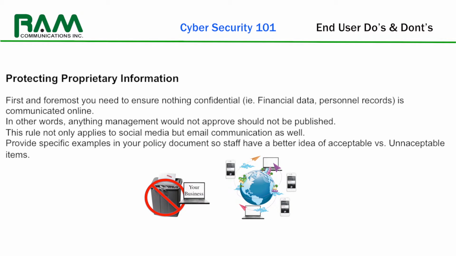First and foremost, you need to ensure that nothing confidential, like your financial data and your personnel records, are communicated online at any time. In other words, don't allow your staff to disseminate any information that management would never approve in paper. This rule not only applies to social media, but it should apply to your email communication as well. If you need to, provide your staff with specific examples in your policy document so they have a better idea of what items are acceptable and what items are not acceptable to distribute to the world at large.